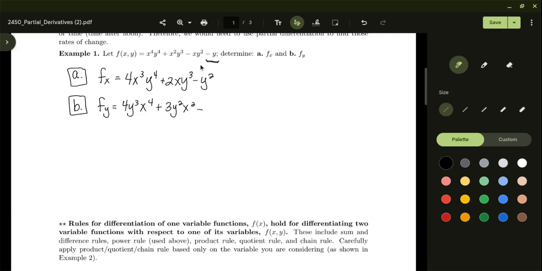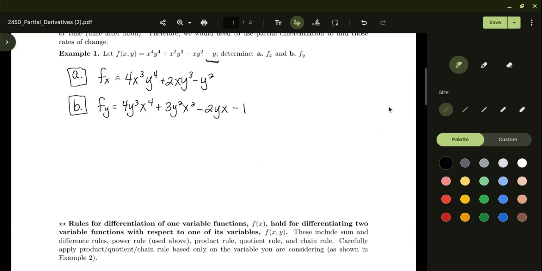Then we have negative y squared, which has a derivative of negative 2yx. And then here, the derivative of just negative y is negative 1. So there we have found our partial derivatives.